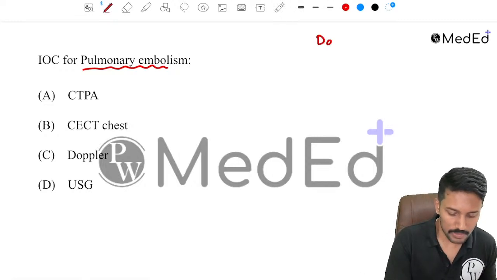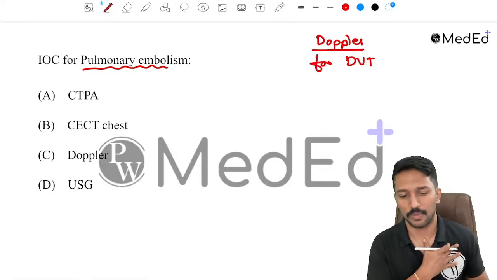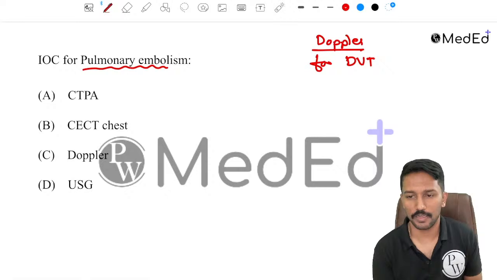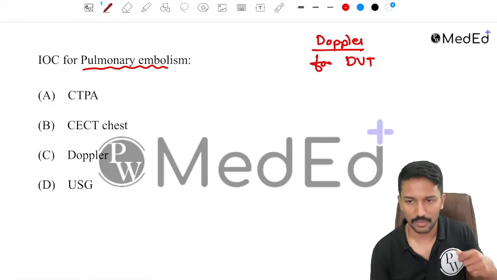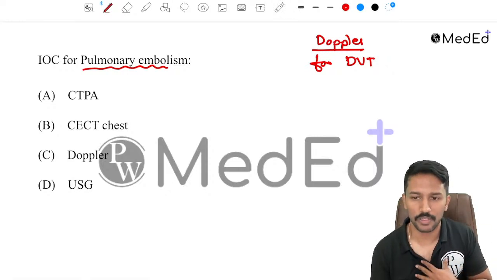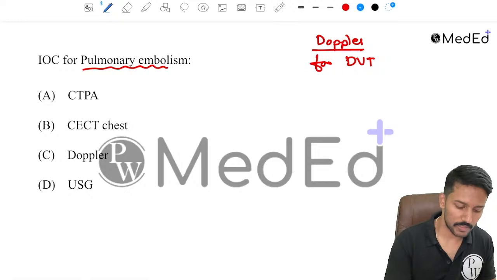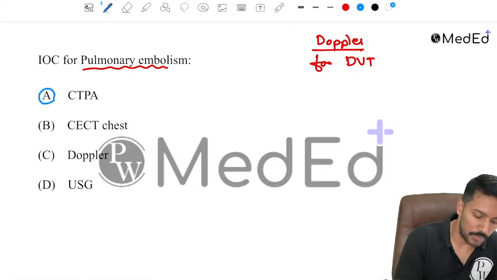So Doppler is for DVT, not for the embolism. I can see the peripheral veins, right? Lower limb veins with the Doppler scan. I can't do the Doppler scan for the pulmonary artery, right? So the investigation of choice would be CTPA. CTPA stands for CT pulmonary angiogram.